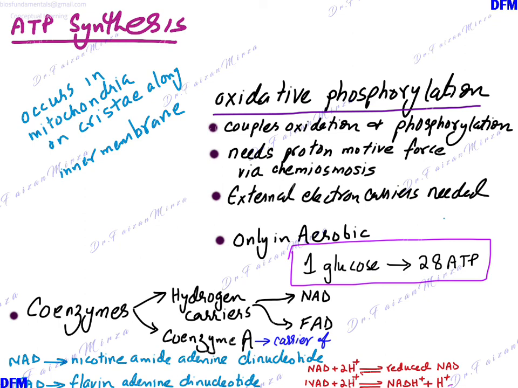Coenzyme A is another coenzyme. This is a carrier of acetyl. Acetyl is a 2-carbon unit. And NAD and FAD, as already discussed, are the carriers of hydrogen.